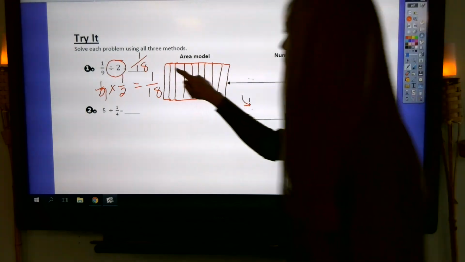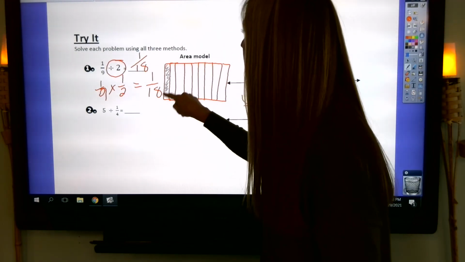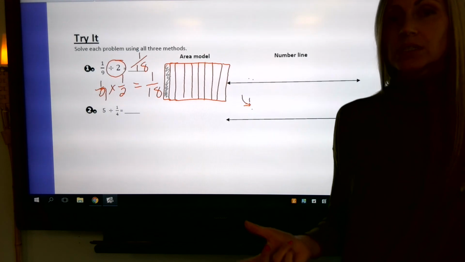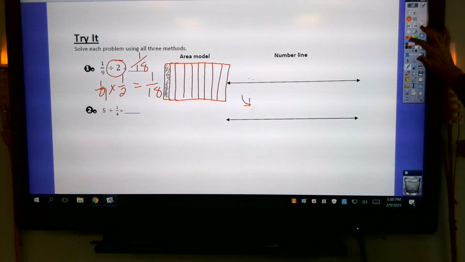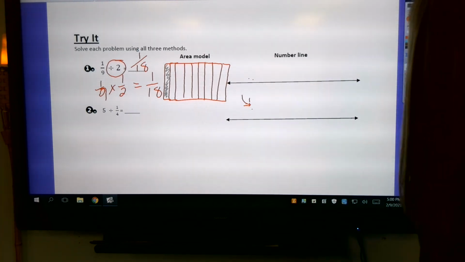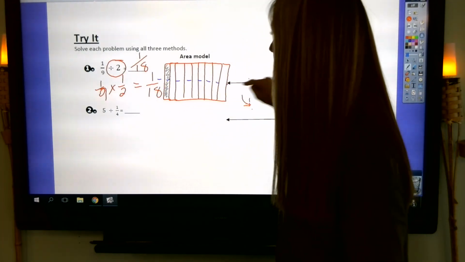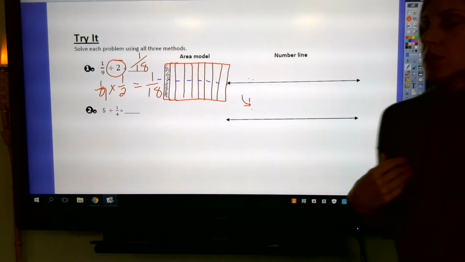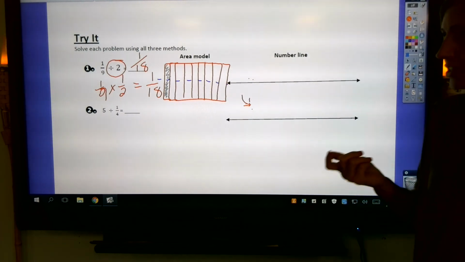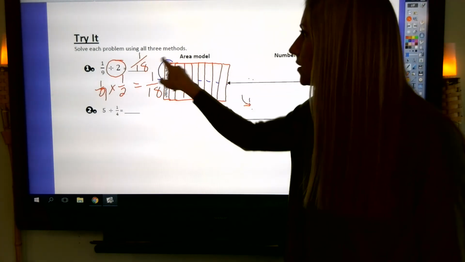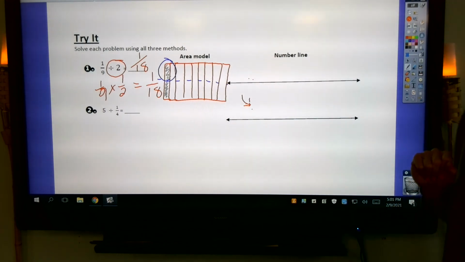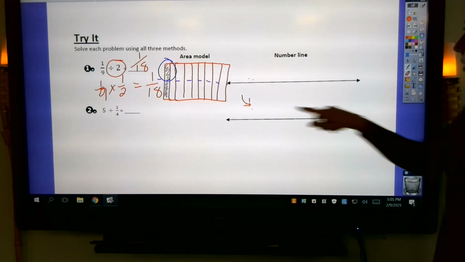So let's change just 1 of those 9s. And then what's happening to the 9s? It's getting cut. We're cutting it into 2 pieces. Chop, chop, chop, chop, chop, chop, chop. Okay, I have 1 piece, 2 pieces. So is it showing that this is 1 out of 18 pieces? Sure is.